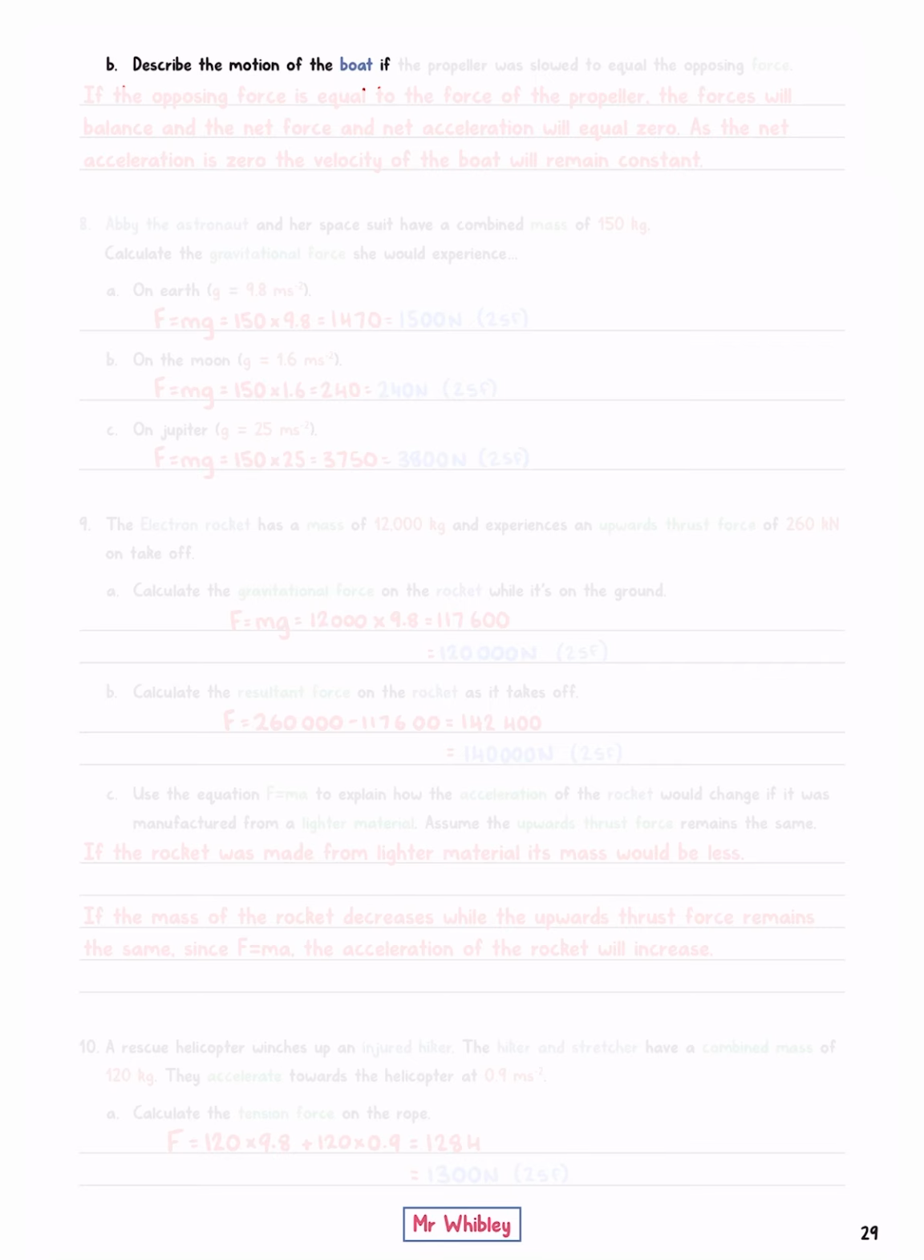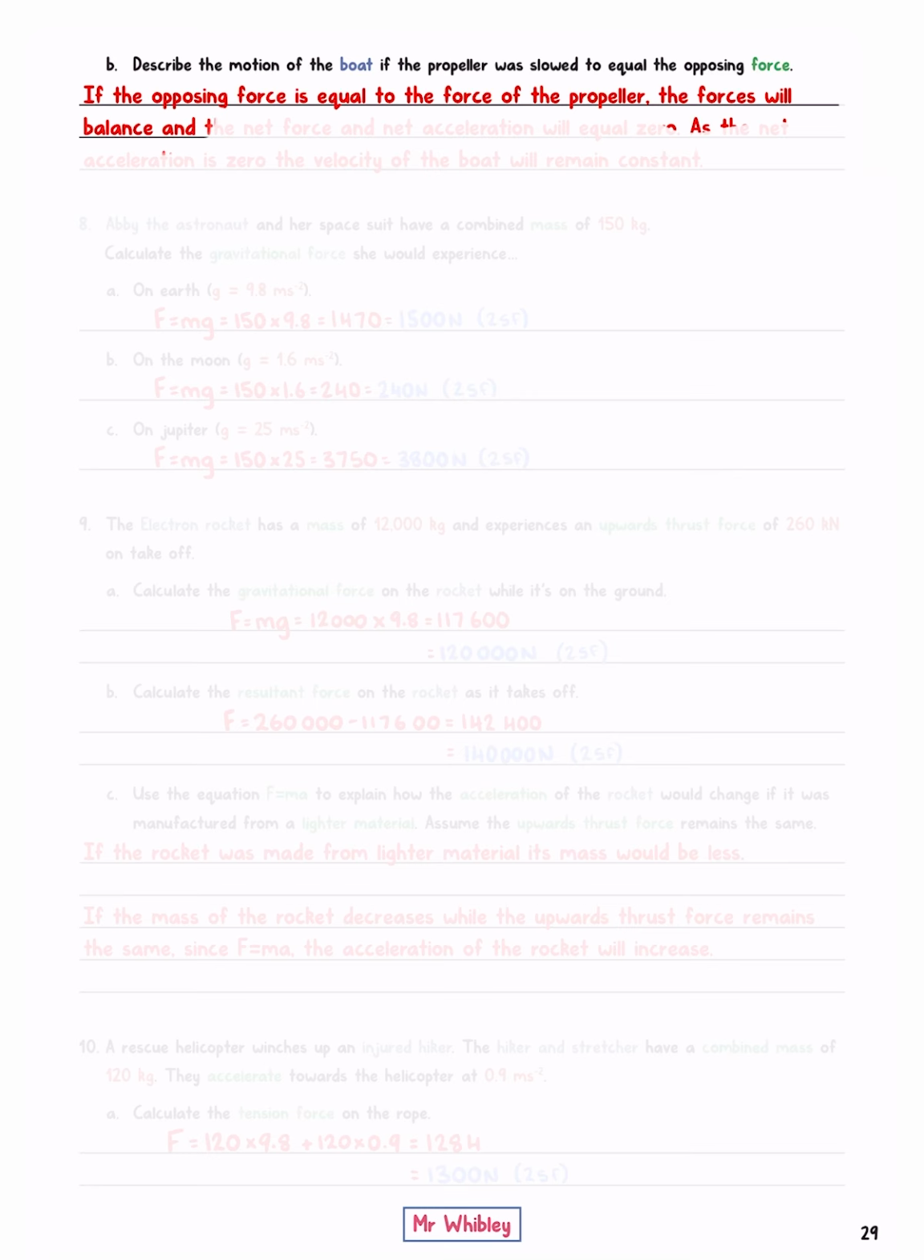Describe the motion of the boat if the propeller was slowed to equal the opposing force. If the opposing force is equal to the force of the propeller, the forces will balance, and the net force and net acceleration will equal 0. As the net acceleration is 0, the velocity of the boat will remain constant.